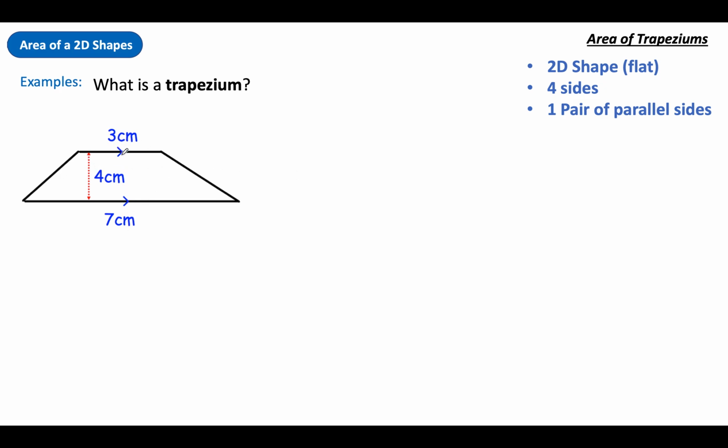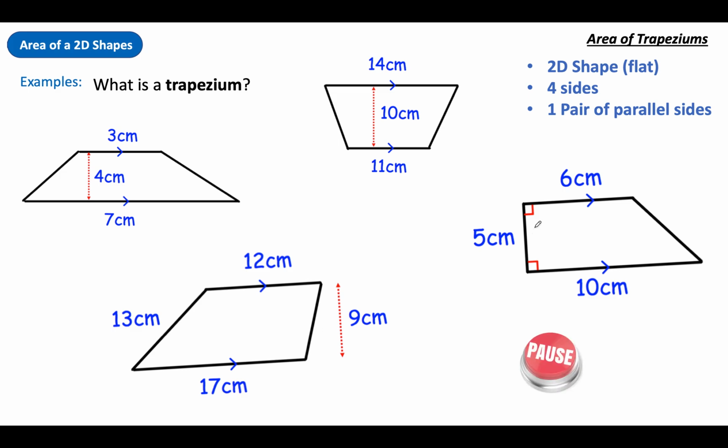Okay? 1 pair of parallel sides, which means this is not a parallelogram. Look, there's a pair of parallel sides. That's what the arrows mean. None of the other sides are parallel because look, if I carried on this line here, and carried on this line, they would meet eventually. So they are not parallel. So 1 pair of parallel sides. So this is a trapezium. All of these are trapeziums.